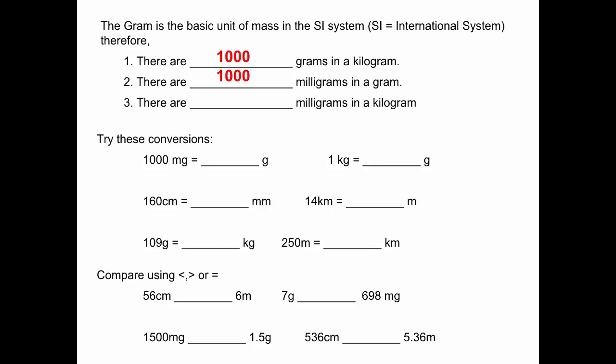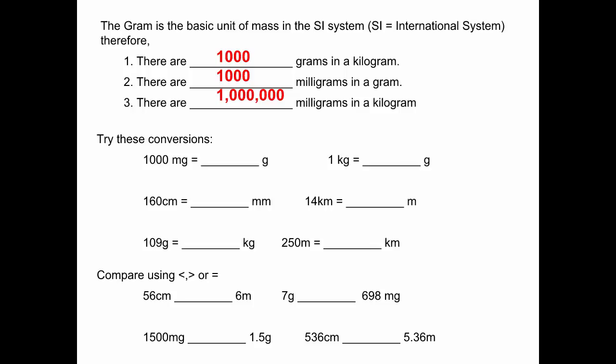How many milligrams in a kilogram? Greg? 1,000,000. A million. How did you come up with that? 1,000 times 1,000. One million milligrams in a kilogram.